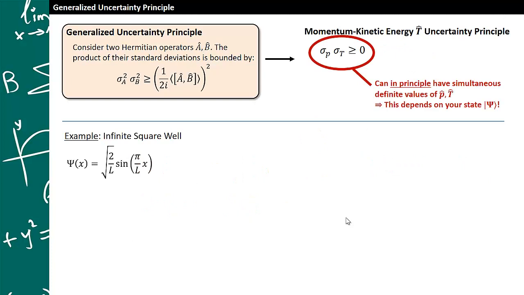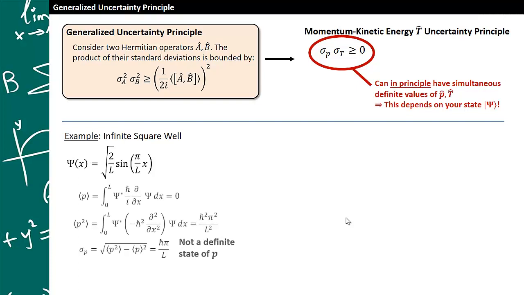Let's consider the n equal to 1 mode of the infinite square well. So for the infinite square well, we have psi of x is square root of 2 over L, sine of pi x over L, and this is an infinite square well between 0 and L. So let's calculate the uncertainty in the momentum.